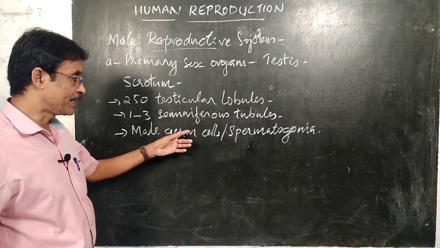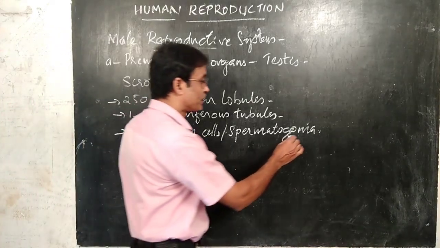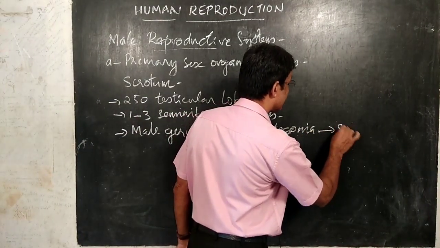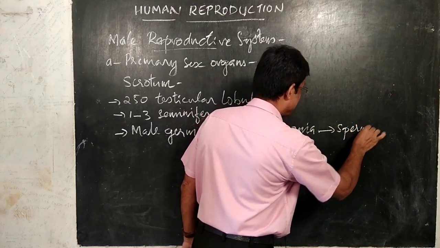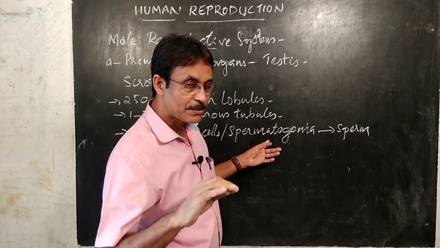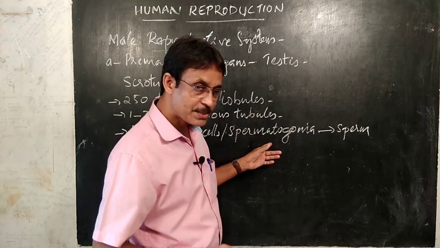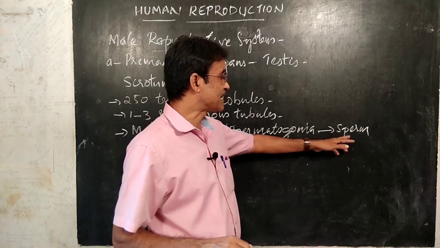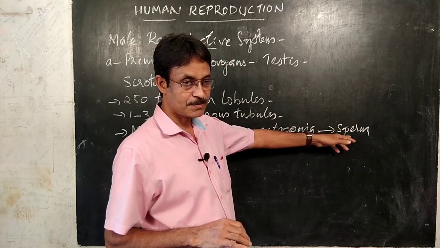These spermatogonia transform into sperms. These spermatogonia undergo firstly mitosis, then meiosis, and finally transform into sperms.